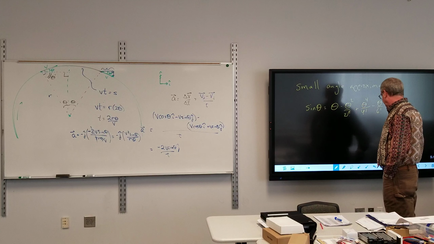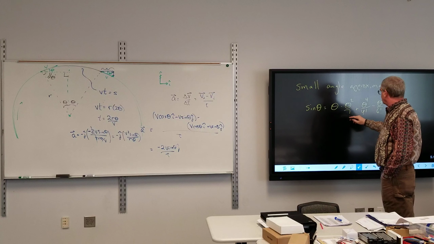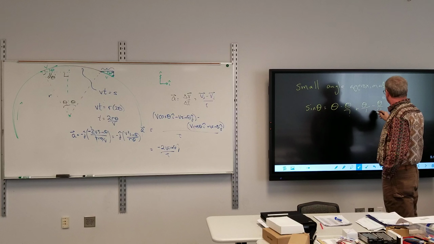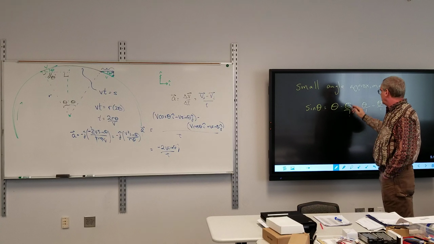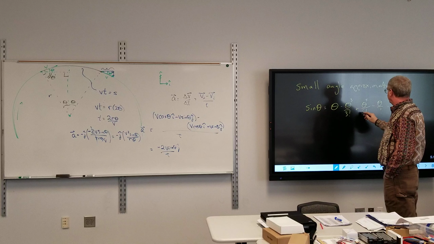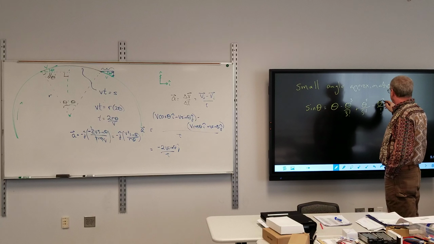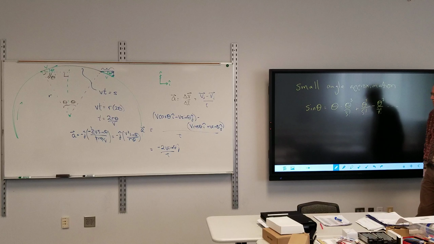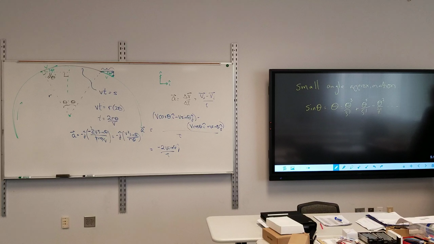Those numbers are wrong. That's theta cubed over 3 factorial, theta to the 5th over 5 factorial, theta to the 7th over 7 factorial. There we go. Sorry for that.